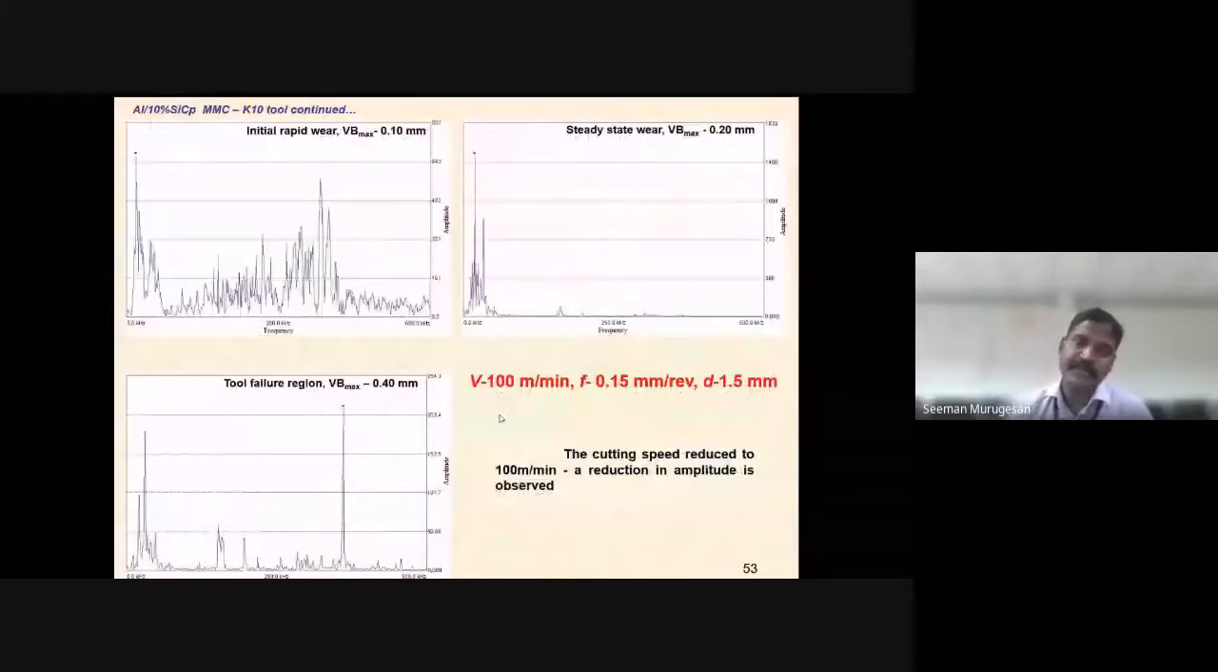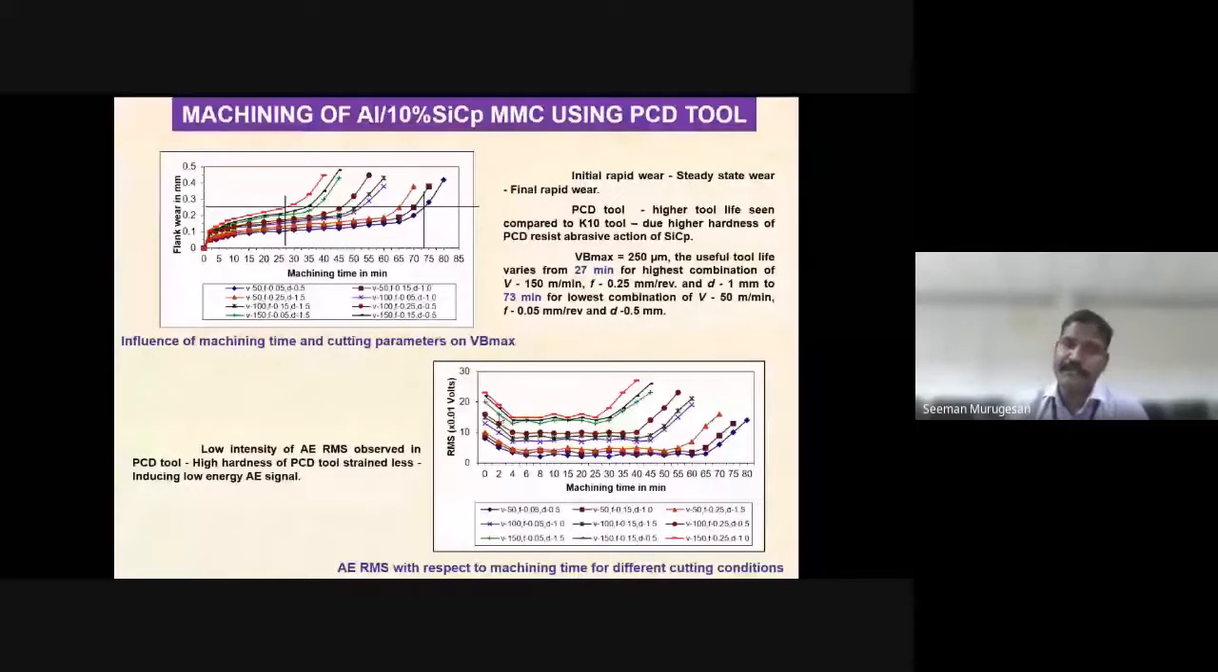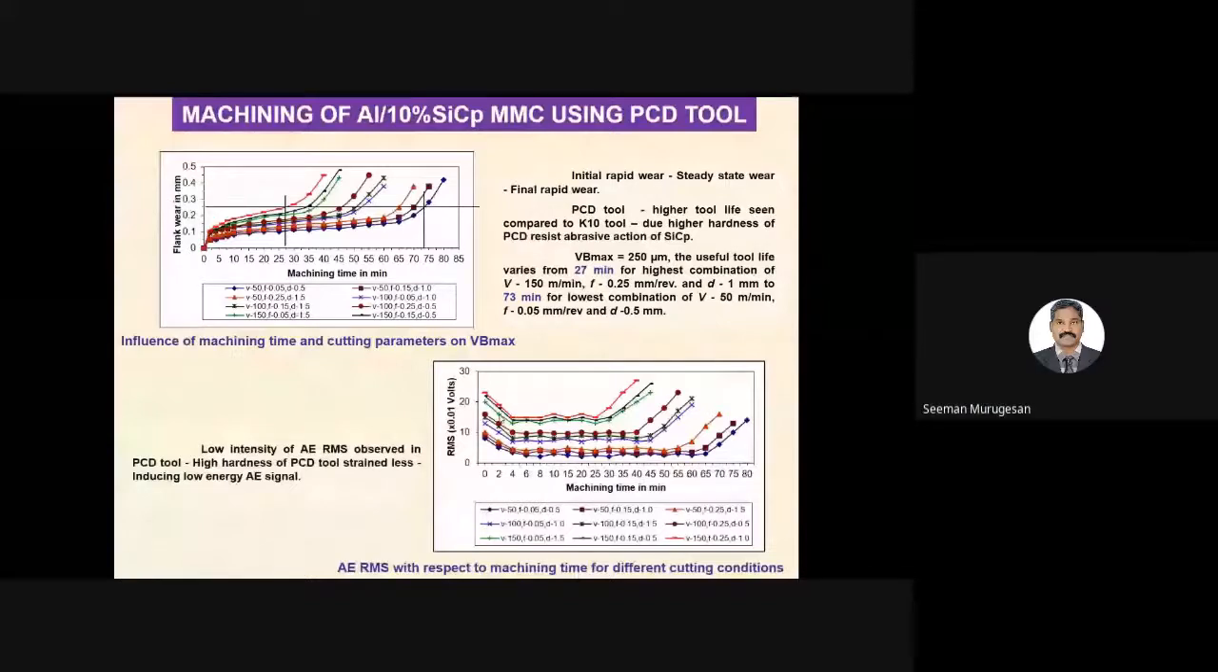While the hardness of the cutting tool is high, it sharply cuts the work material and less deformation will occur. This results in less intensity of the AE signal compared to the K10 tool. But the similar trend will be observed. Initially a higher AE RMS will be observed compared to the 10% silicon carbide metal composites. Due to the high hardness of PCD, the tool will be strained less, inducing a low amplitude of the AE effect spectrum.